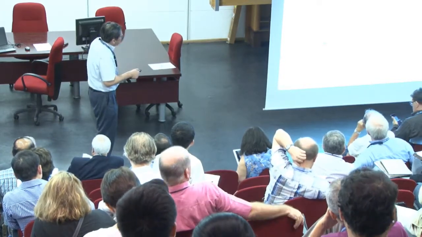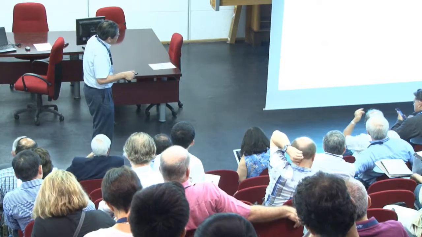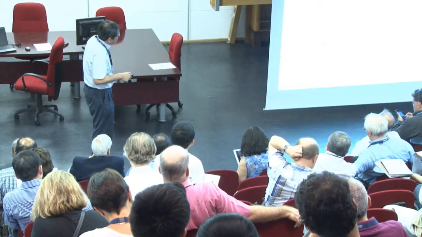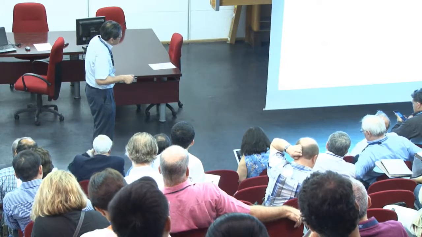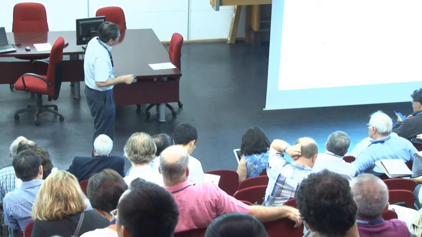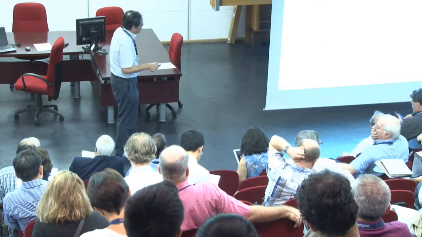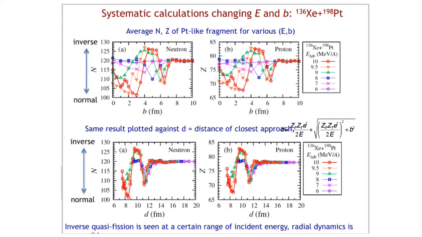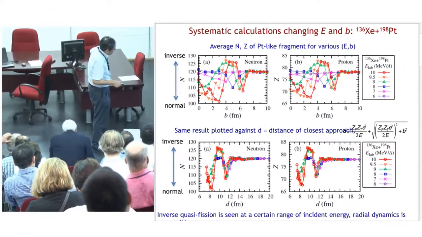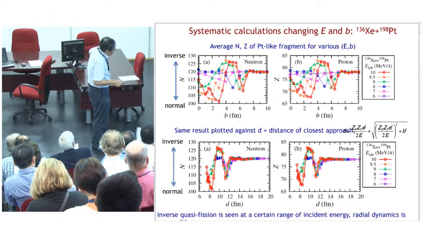Okay, let me show another view. This is a different system, but anyway, it's a systematic calculation of various energies and also impact parameters. So it looks very complicated. This is the inverse quasi-fission, and this is the normal quasi-fission. But if we plot it against this quantity, the closest approach distance in the Rutherford trajectory, then it has a very simple structure. So when changing the energy and the impact parameter, the dynamics is very simple if we view it as a function of the distance of closest approach.